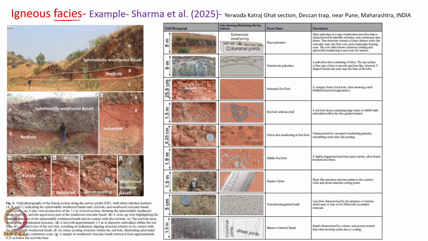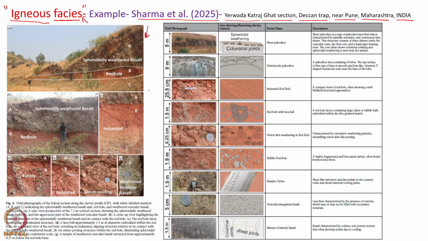The term facies is very common when we are studying the sedimentary rocks. However, the term rarely has also been used to define igneous facies, a certain association of rocks and their physical characters through which paleo environment or some specific conclusions might be made. I am going to give an example from the Yerwada Katraj Ghat section from Deccan Trap, which is near Pune in the state Maharashtra in the country India, where recently Sharma and others 2025 research paper defined igneous facies.